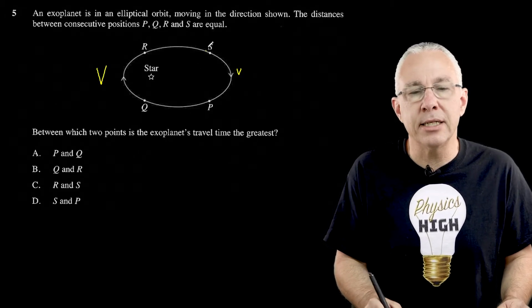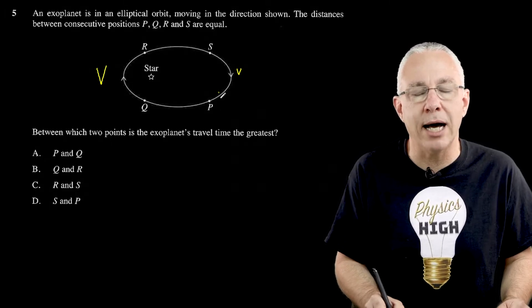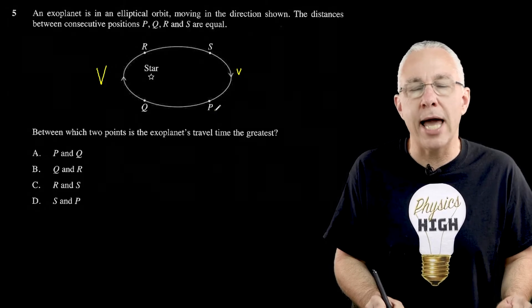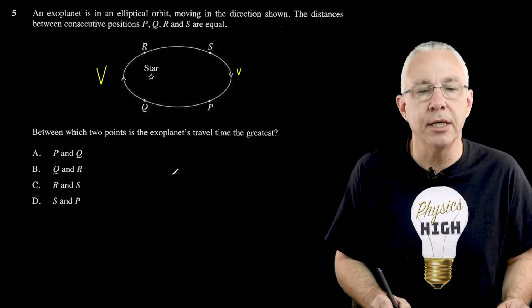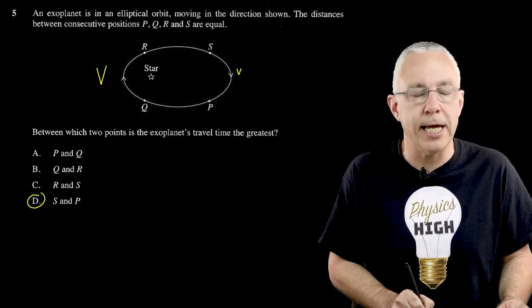So that means, considering our distances are exactly the same between P, Q, R, and S, if it's moving slower, then it's going to take a longer time to move the same displacement. Therefore, S and P is our only possible answer.